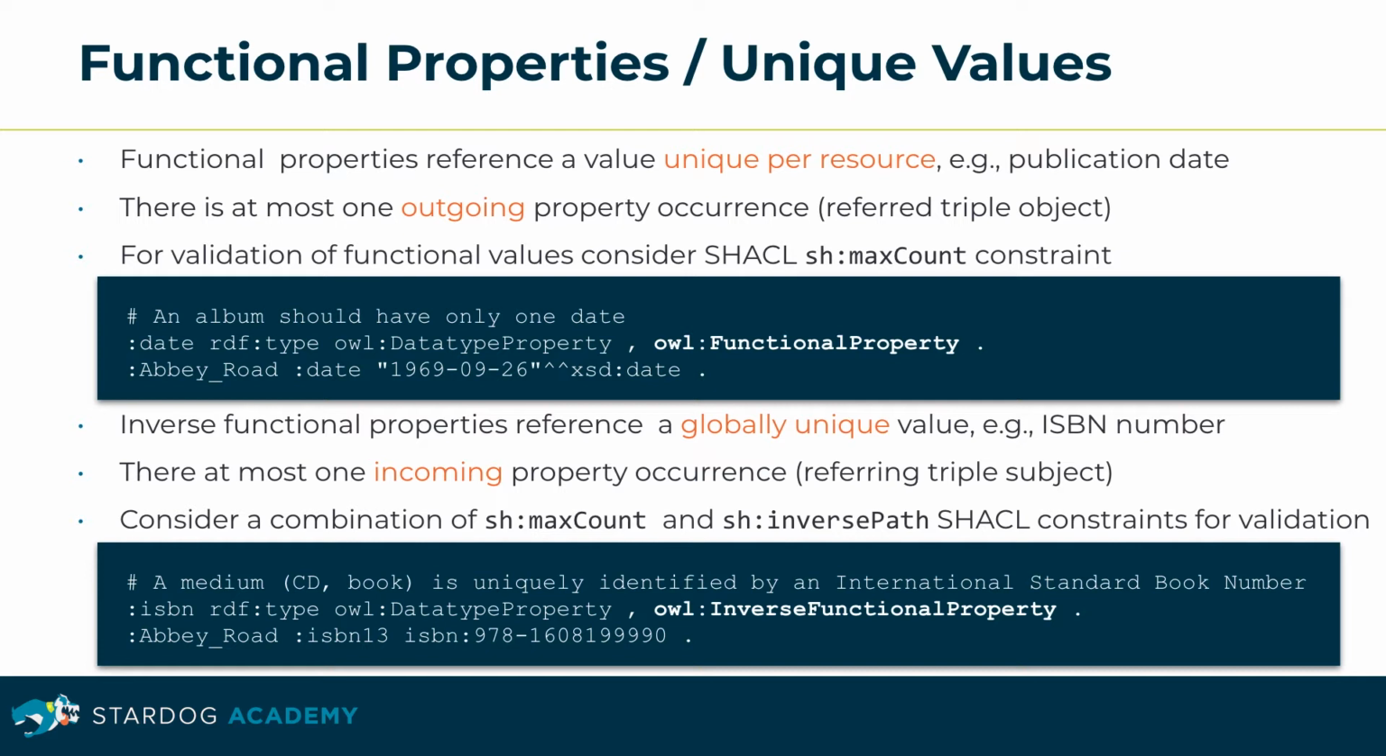It is at most one incoming property occurrence. It is at most one referring triple subject. Inverse functional properties may be validated by a combination of SHACL max count and inverse path constraints.